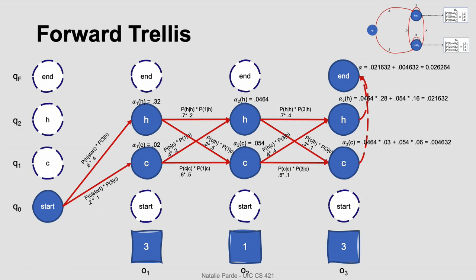So as you can see from this video, computing forward probabilities is a nice, straightforward dynamic programming approach to figure out how well an observation sequence fits a given HMM.